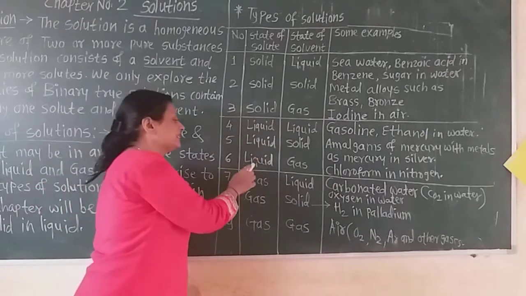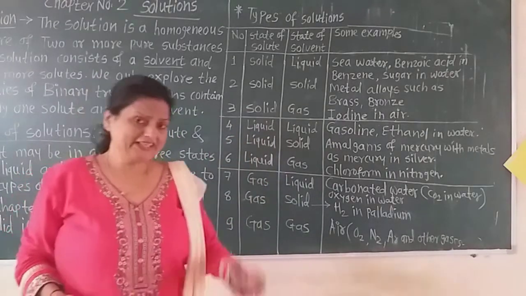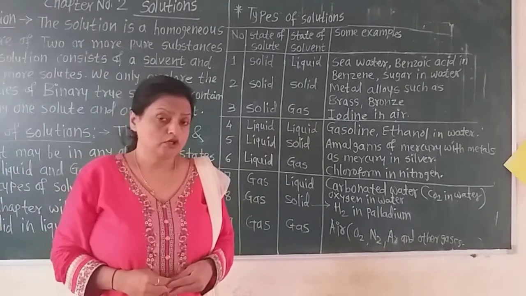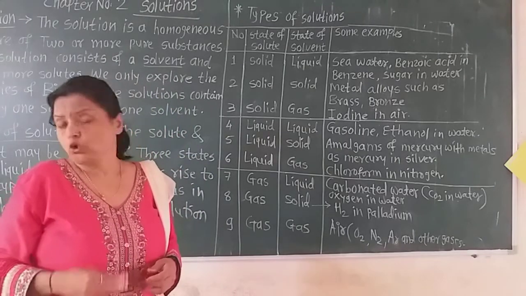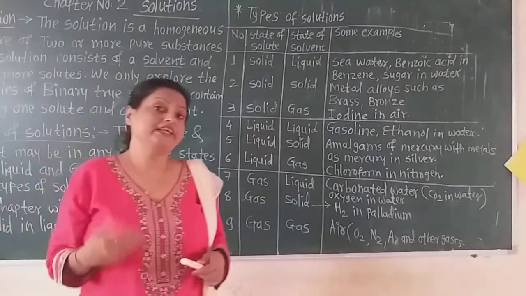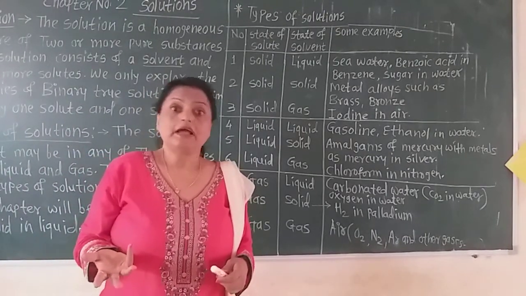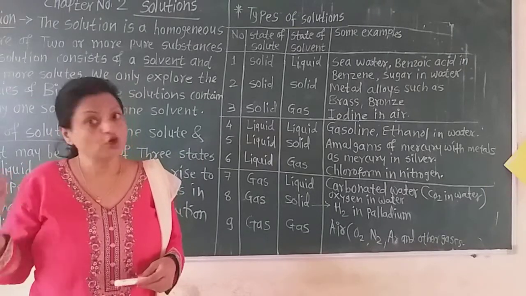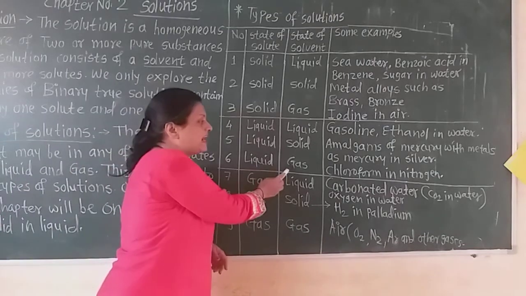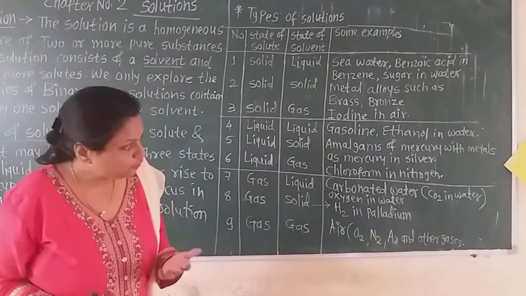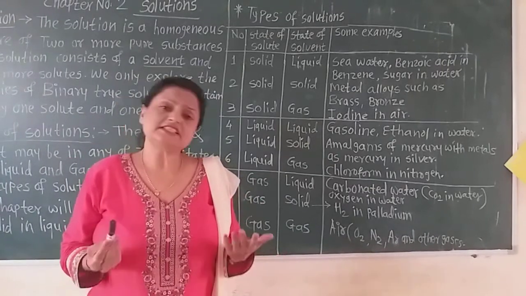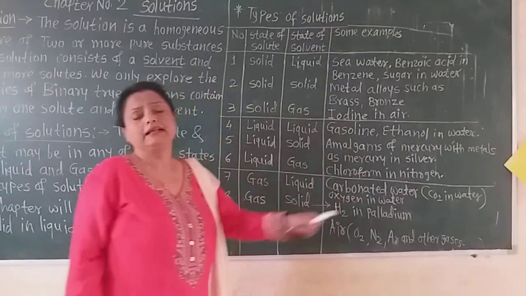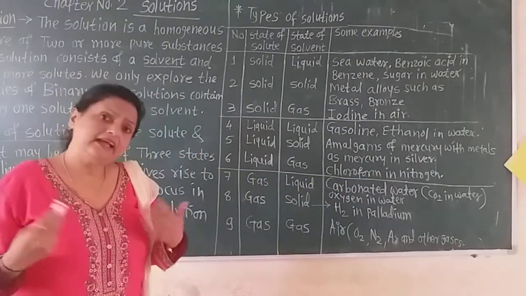Now next one is liquid in gas. Liquid in small proportion, that is the solute, and gas in large proportion, that is the solvent. Now chloroform is in the liquid state, but it is a volatile liquid, and without heating it converts directly from liquid into gas. So liquid in gas, that is chloroform in nitrogen or chloroform in air. This is also an example of the liquid in gas type, volatile liquids in the air.